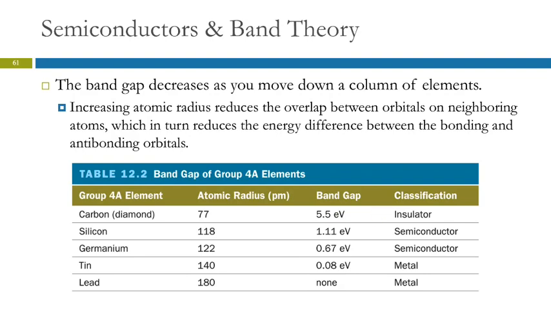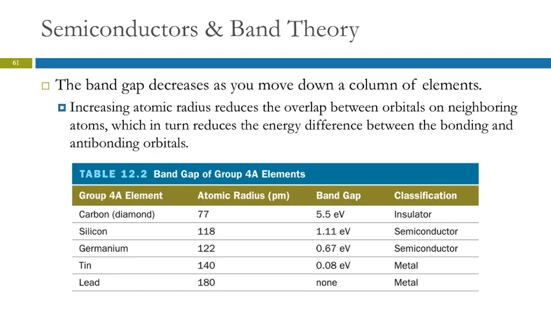It's just not going to conduct anything. Silicon, next down, 1.11 electron volts. So it's small enough that it can conduct, but it's still a significant gap. Germanium is also a semiconductor. Tin, now this is a much smaller, 0.08 electron volts. That's small enough to be considered a metal. And lead has no band gap.